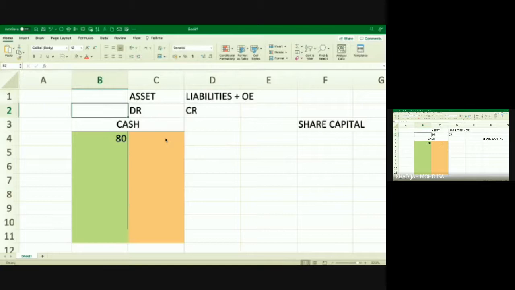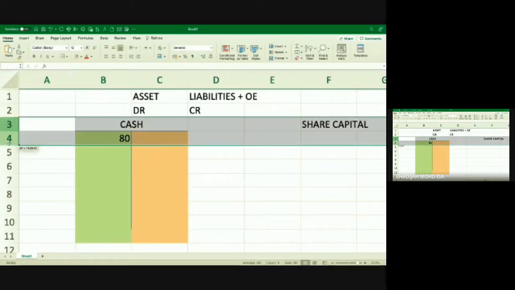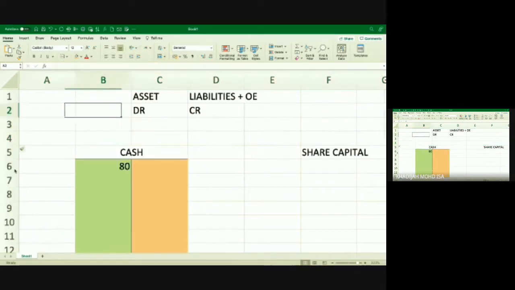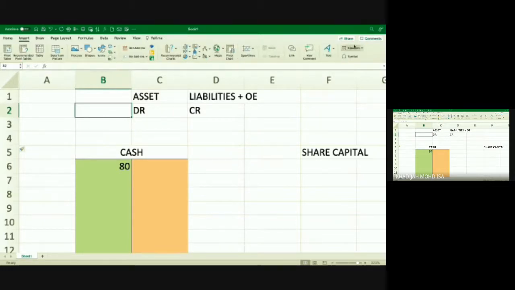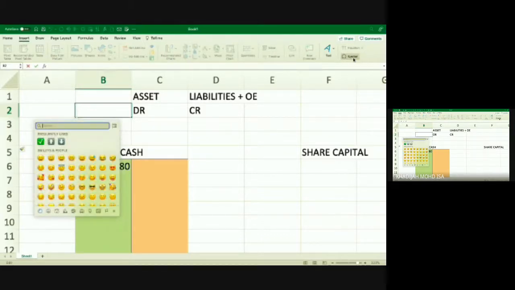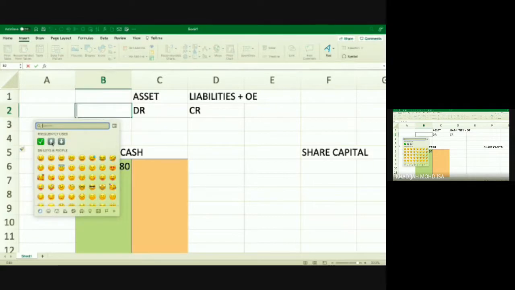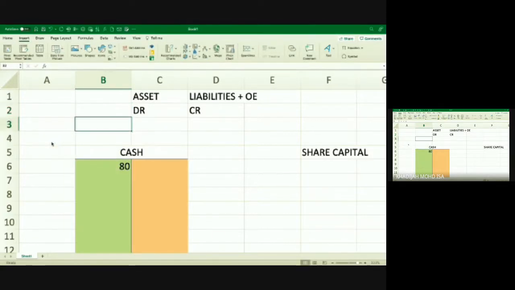Whenever there's an increase, how do I show the increase? When there's an increase, what do I put? Let's look for the symbol. Insert. Can I have a symbol here? Okay, there's an increase symbol here. There isn't one, actually.